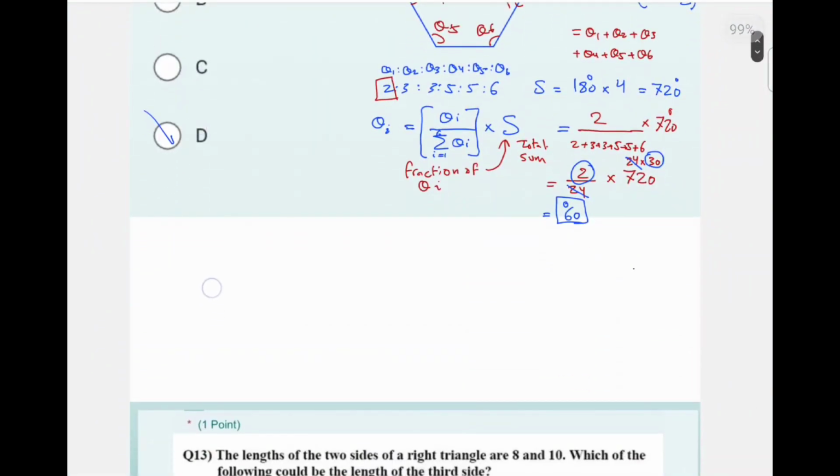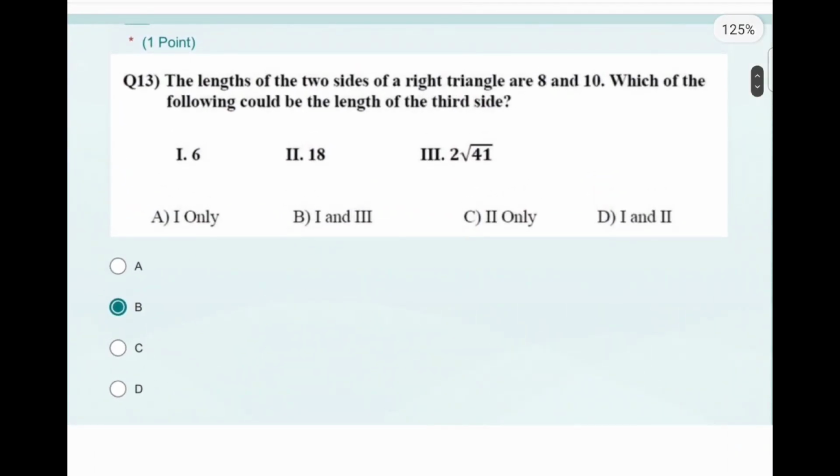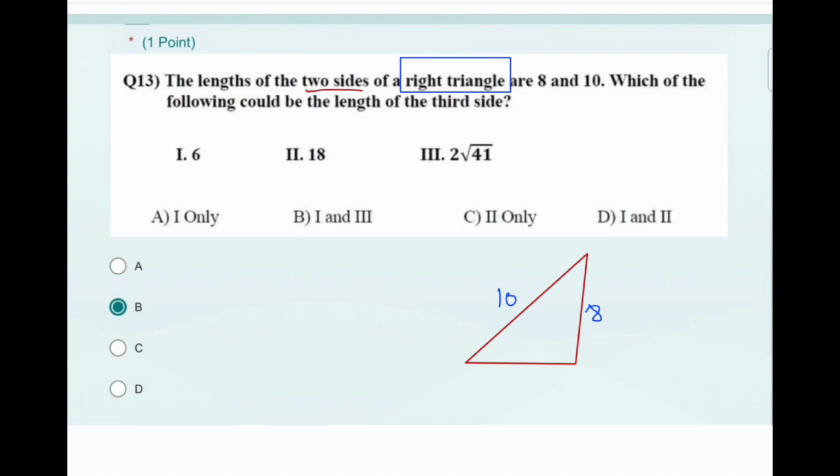So the answer is D. Okay, so the second question says that the length of two sides of a right triangle are 8 and 10. Which of the following could be the length of the third side? So let's first draw a right triangle. Suppose we have a right triangle and two sides. There was no specification of which sides, so let's assume that this is 10, this is 8, and this is x, an unknown side.